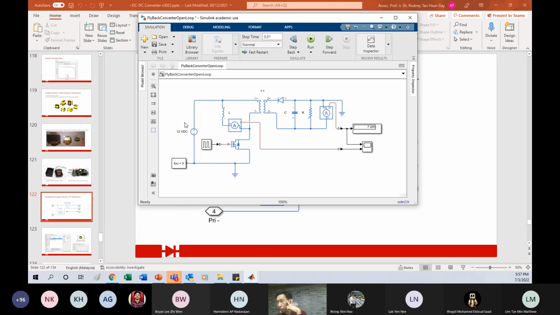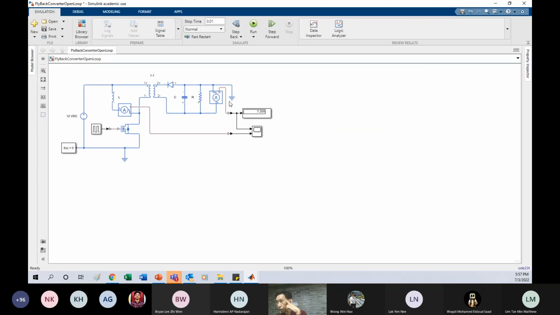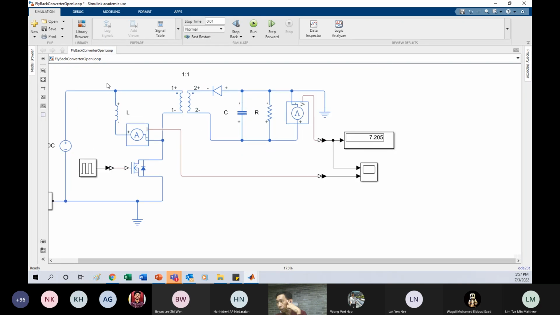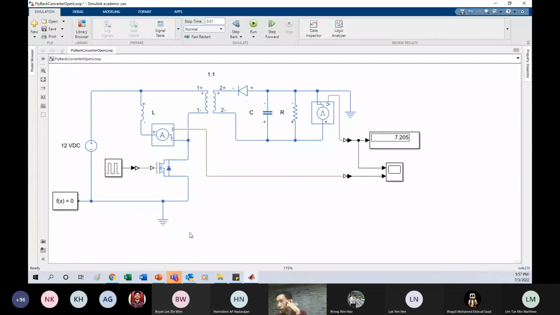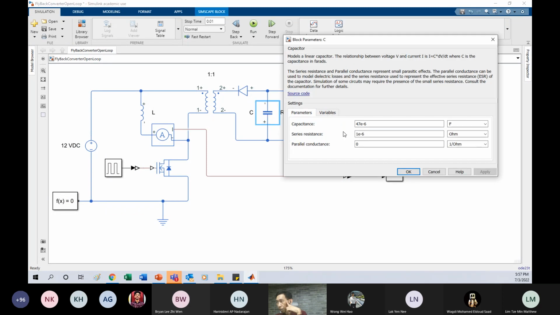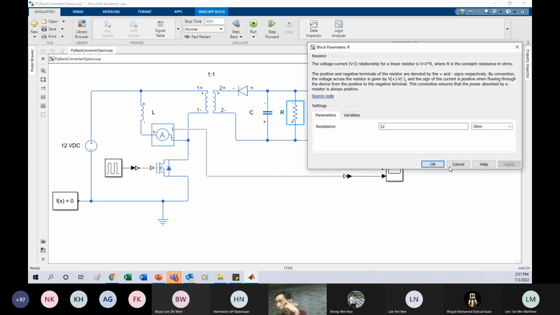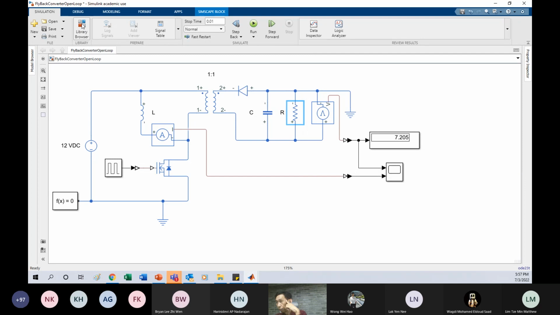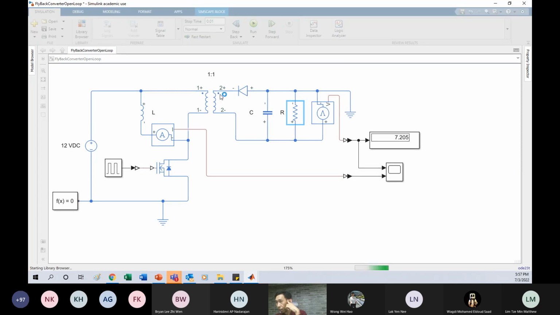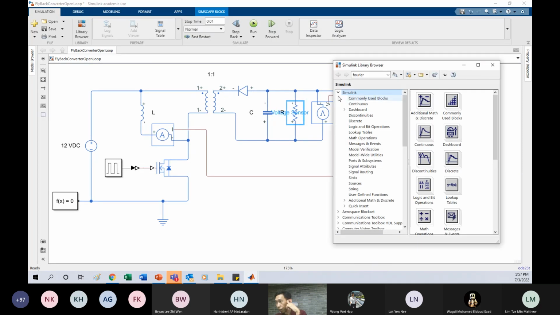You just need to have the AC and feedback later. But now we do this one first. Okay, it's the most fundamental. Capacitor 47. All the value is in the slide already. This one I put 12. And where to find this? This transformer, right? Transformer, SimScape, electrical. If I'm not mistaken, it is here.